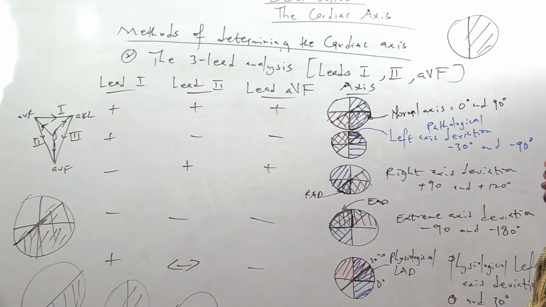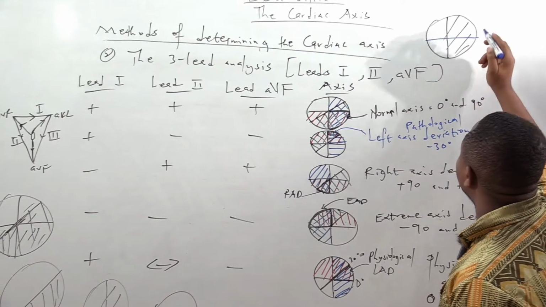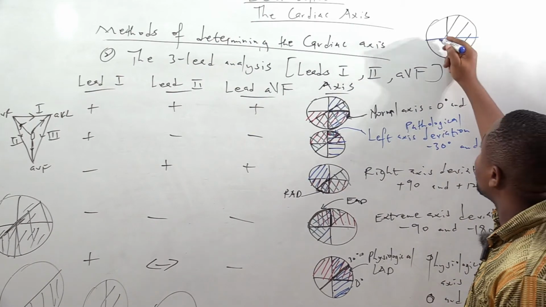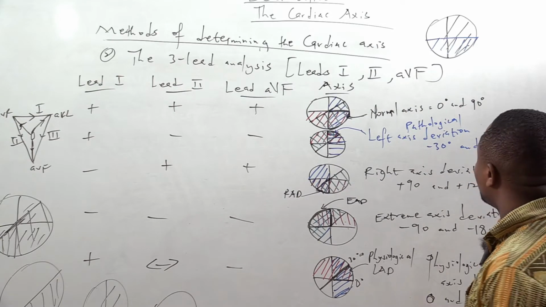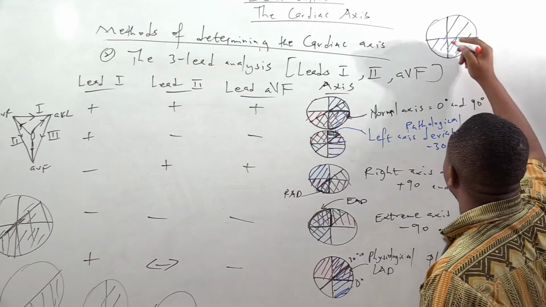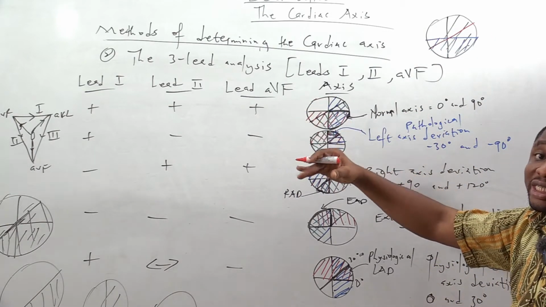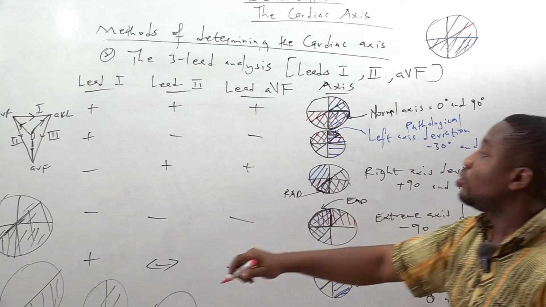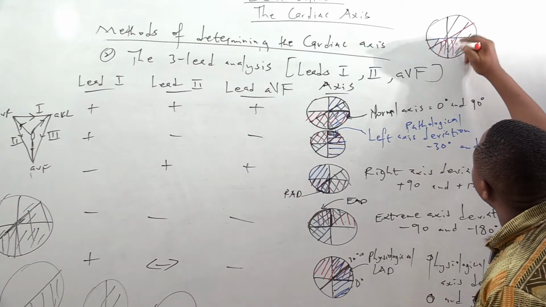Lead ABF is positive. How do we shade that? If it is positive, definitely we are going to shade the bottom. Then finally, lead 2. We know lead 2 is supposed to be what? Diagonal. If it's diagonal and it's positive, what do you shade? You shade the bottom because lead 2 points to the bottom. So we are going to shade the bottom.